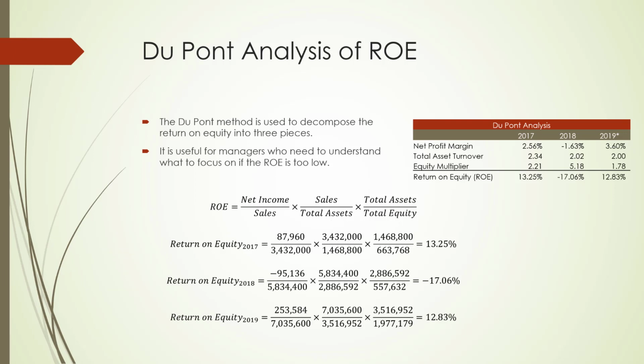Now, I'm showing you here the calculations for each of these 3 years, but let me point out, nobody would ever calculate ROE this way. This is a diagnostic tool, not a calculation tool. So the DuPont method helps us to identify where the problems are, not so much how to calculate ROE. You could calculate ROE this way, but it's much simpler to simply take net income divided by total equity.